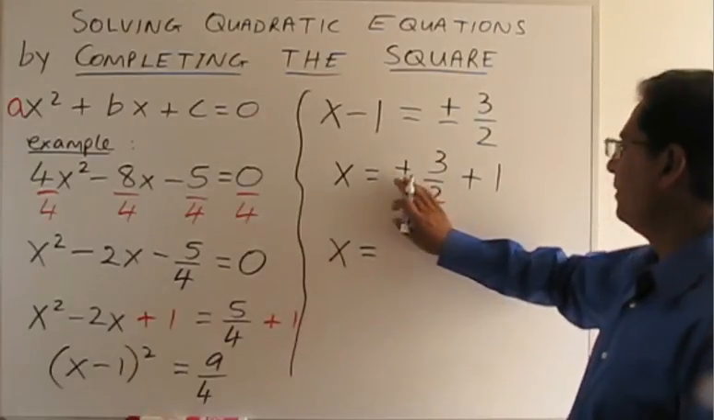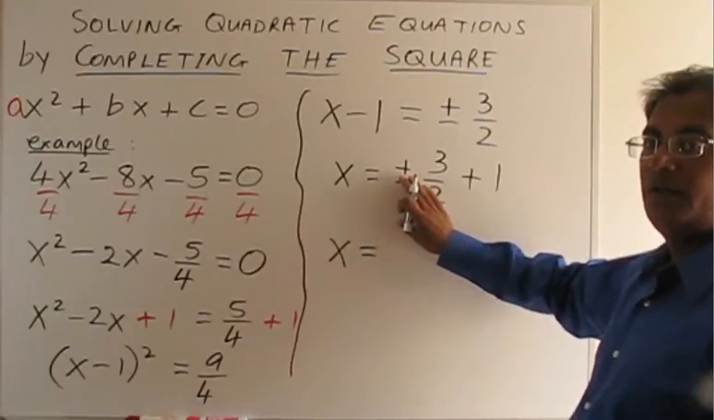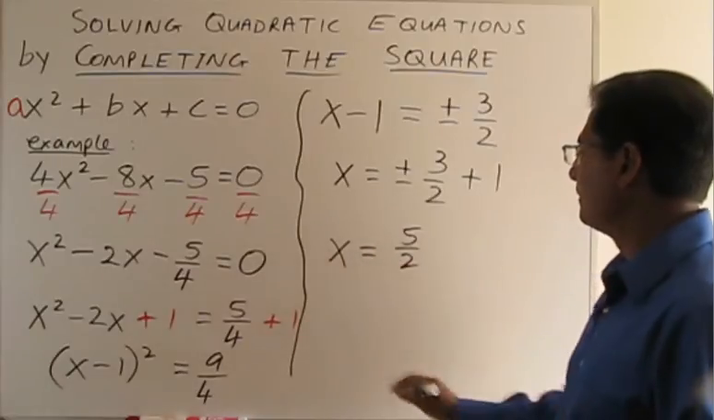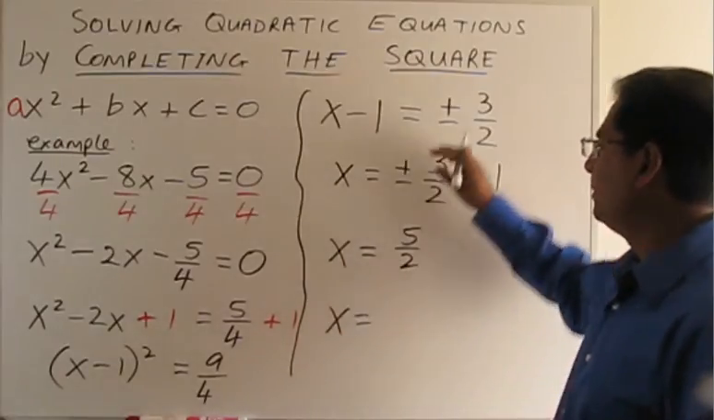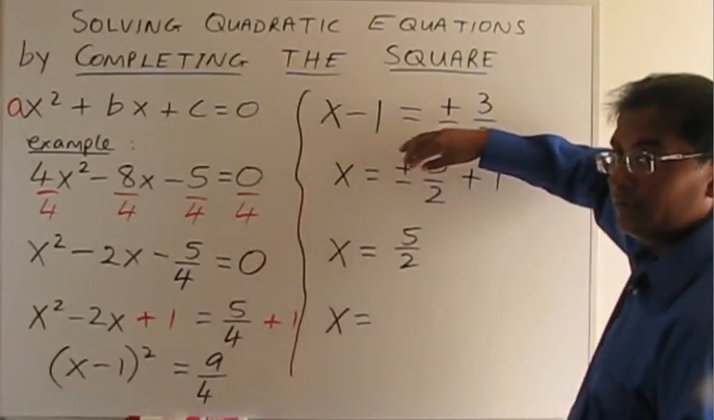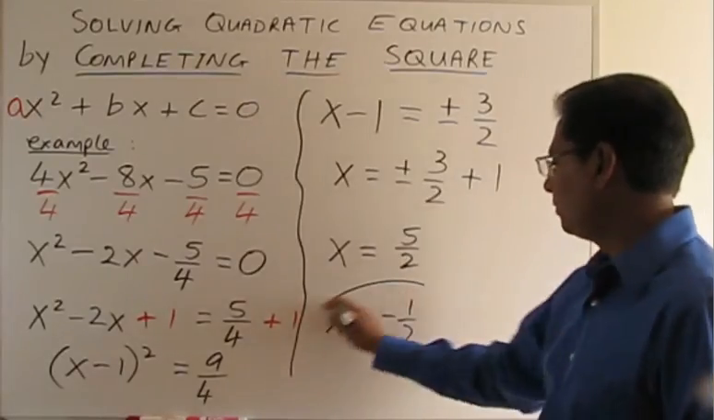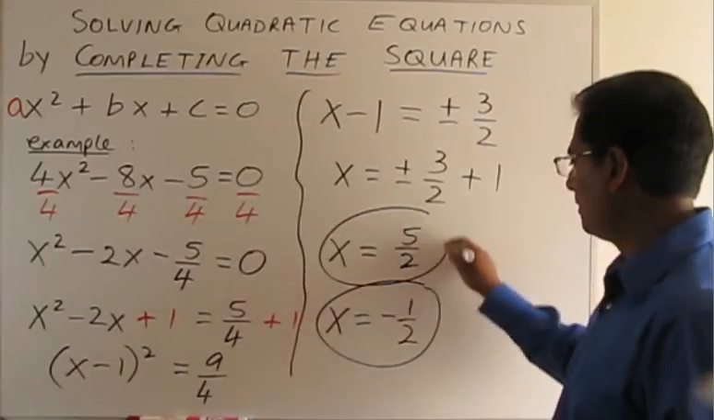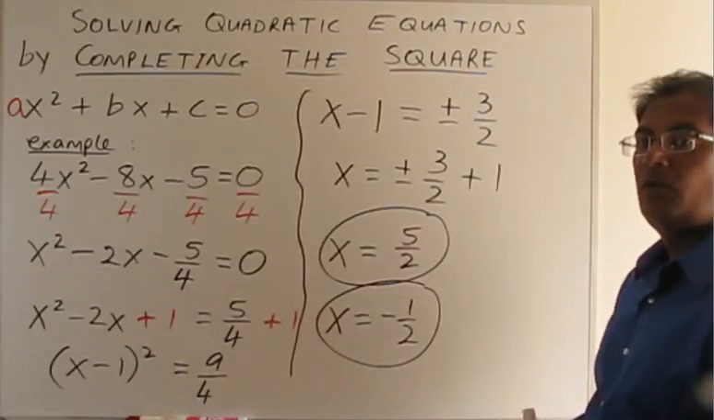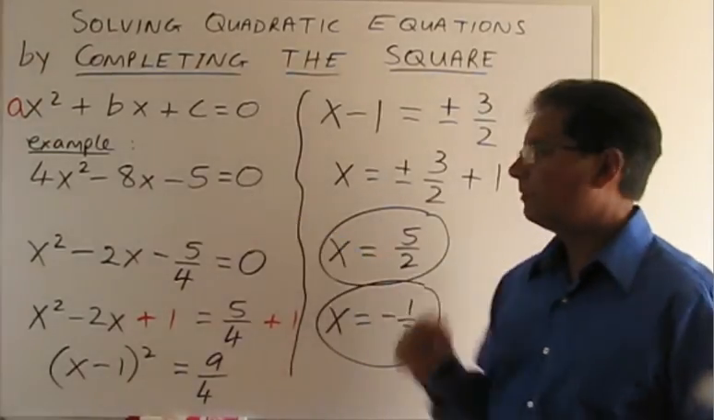And we can actually work this out. X equals, let's say we're looking at plus 3 halves. 3 halves plus 1 is going to be 3 halves plus 2 halves. That's 5 halves. And my other solution is going to be, well, let's say we're looking at negative 3 halves. Negative 3 halves plus 1, negative 3 halves plus 2 halves, is negative a half. So those are my two solutions. And always remember to check these solutions back into your original equation to make sure that these two numbers work out for x to make that equation valid.